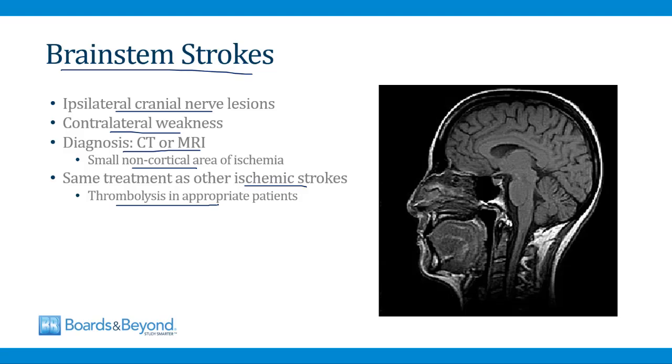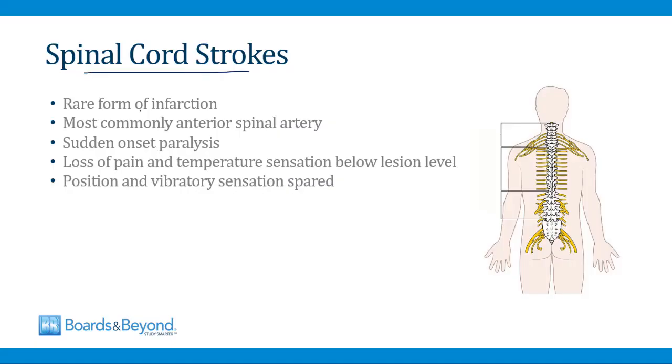Spinal cord strokes are a very rare form of infarction. They most commonly involve the anterior spinal artery. When there's a stroke of the anterior spinal artery, this leads to the sudden onset of paralysis below the lesion, as well as loss of pain and temperature sensation below the lesion.